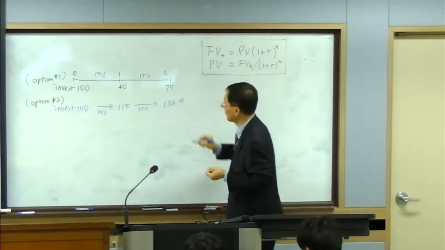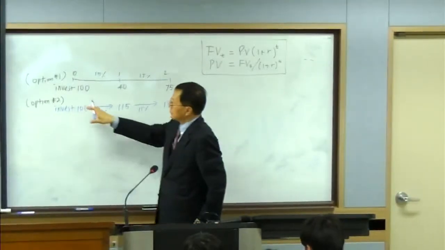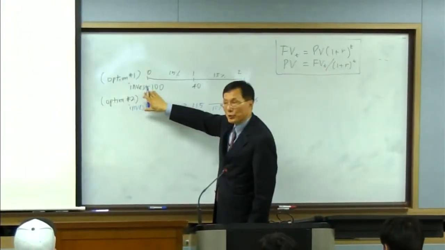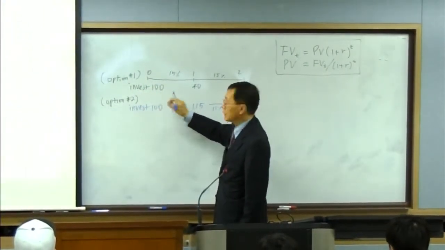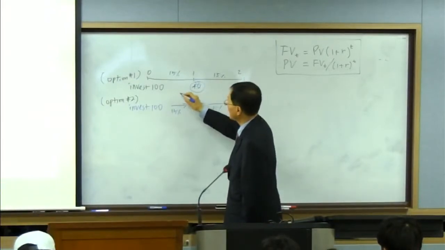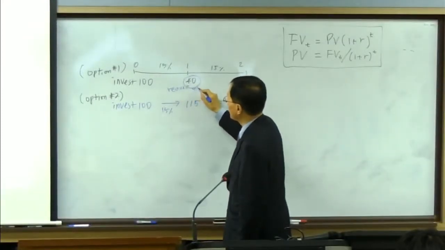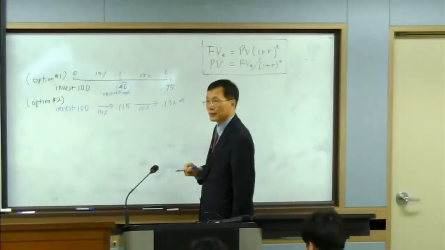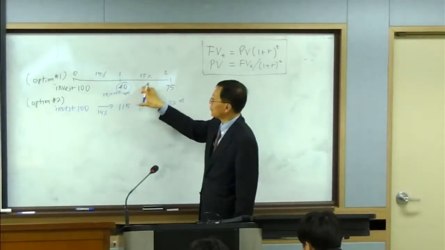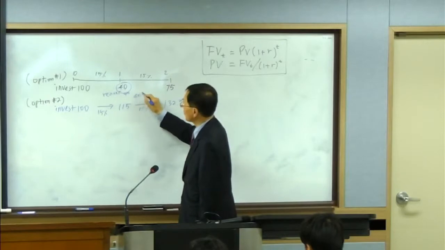132.25. In the first option, you invest 100 and it gives you 40, right? Reinvest 40, reinvest 40 at 15%. How much will that be? 40 times 1.15.